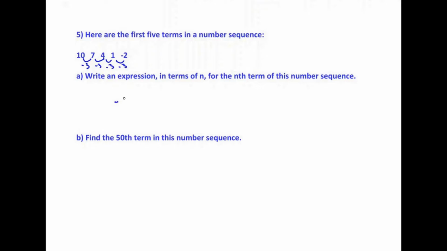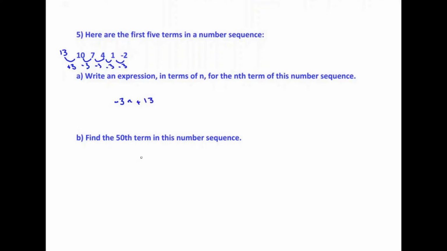So the start of our nth term is going to be negative 3n. We now want the number before the 10, so to find that number, I'm going to add on 3, and that's going to become 13. So our nth term is going to be minus 3n plus 13.